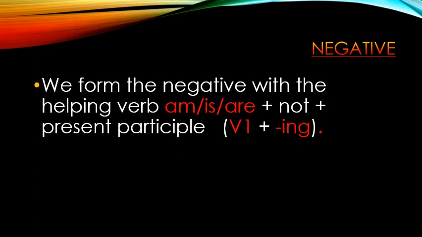We move to the negative. When we say negative, we mean not. Negative means not, so there is a word not that I should add. We form the negative with the helping verb am, is, are plus not plus the present participle. Since not likes to put itself in between everything, it sits between the helping verb am, is, are, and the present participle of the verb. We simply add not between the verb to be and the verb with ing.